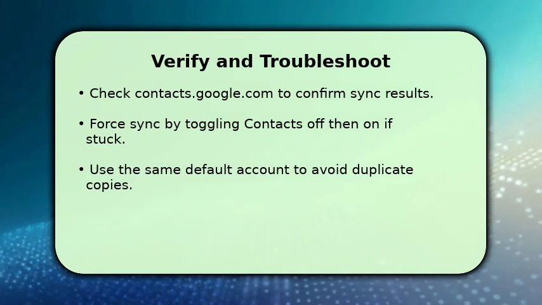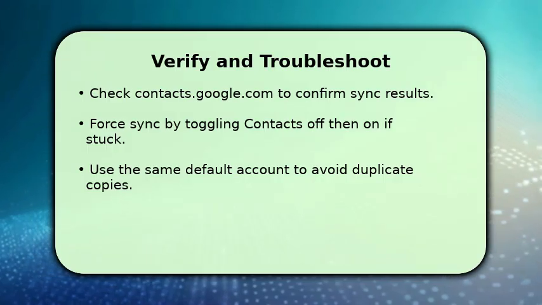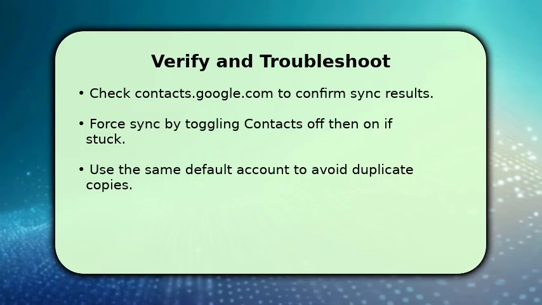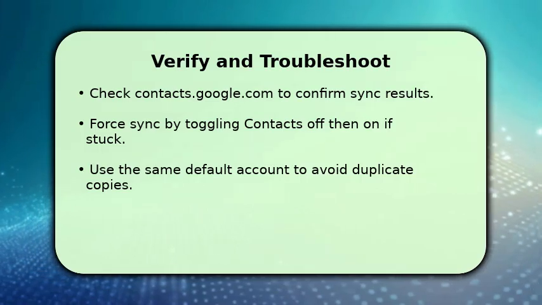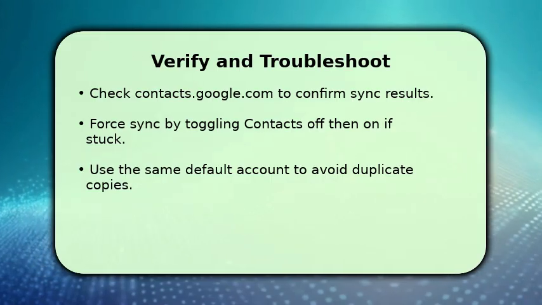This confirms the transfer. If some contacts are missing, try toggling contacts off for the Gmail account, choose Keep on My iPhone when prompted, then toggle contacts back on to force a fresh sync. Make sure you set one default account to prevent duplicates.